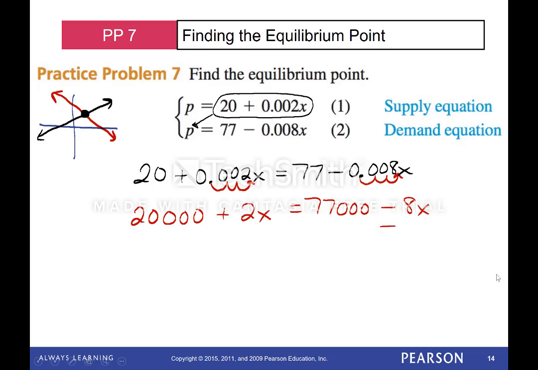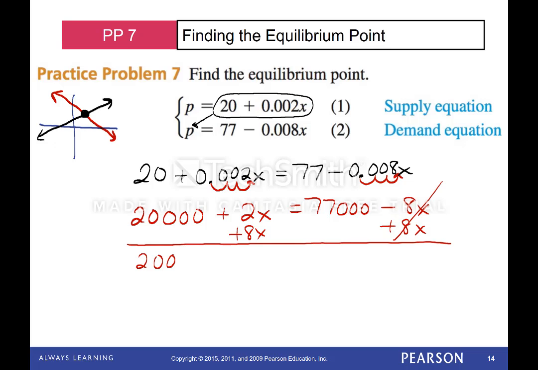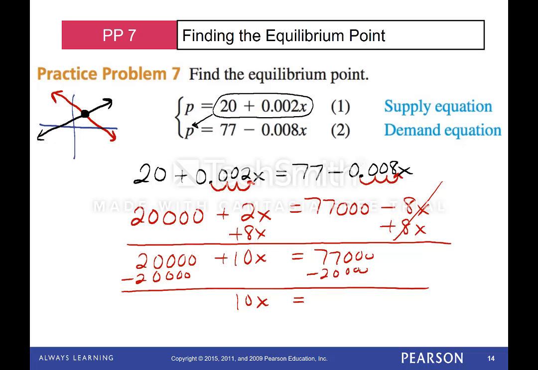All right, let's solve for x. We're going to add 8x to both sides. That should give me a 10x over here. Still leaves us with 77,000 on that side. Subtracting 20,000 over here leaves us with 10x is equal to 57,000. And when we divide by 10, we're just going to knock off one of those zeros on that side. And that should give us an answer of 5,700. Okay, so what does that mean?